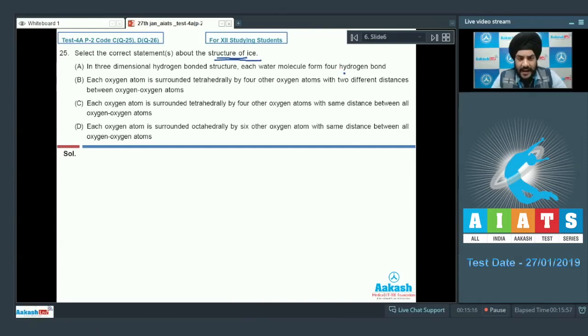So in the first option, the examiner seems to be interested in the number of hydrogen bonds which are formed by the water molecule in its solid structure. We know that the water molecule can form 4 hydrogen bonds. So there are 2 lone pairs over oxygen and then there are 2 hydrogens. Both of these lone pairs will form hydrogen bonds and both of these hydrogens will also form hydrogen bonds with the adjacent water molecules. So the total number of hydrogen bonds formed is 4. So students, the first statement is correct.